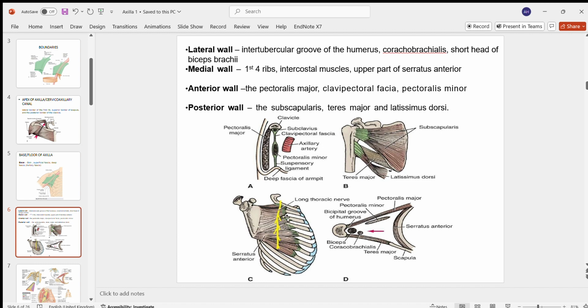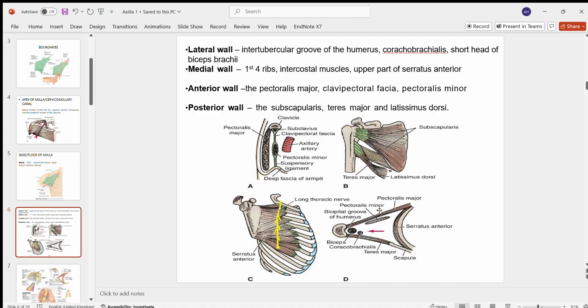The anterior wall, you can imagine well in this picture, which is a cross section. We can see the anterior wall of axilla. This one is the anterior wall. It is formed by the pectoralis major muscle, the outermost one. Then is the clavipectoral fascia in between, and below that is the pectoralis minor muscle. So the anterior wall is formed by pectoralis major, the clavipectoral fascia, and the pectoralis minor muscle.